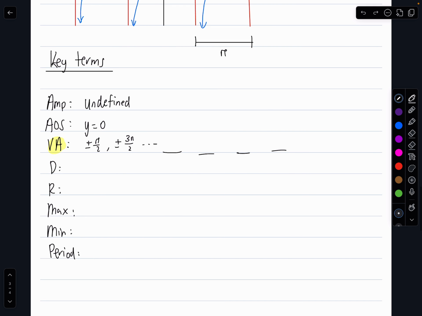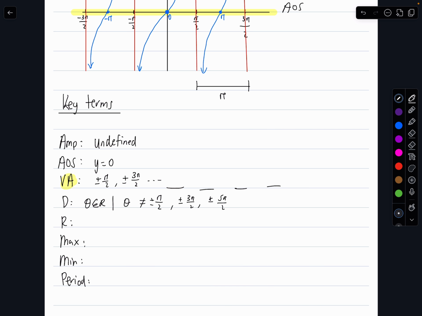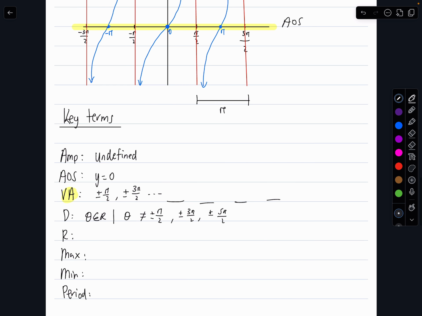This ties in pretty nicely to our domain and range. Our domain is theta is an element of the real numbers, where theta does not equal pi/2 plus or minus, and then plus or minus 3 pi/2, and then plus or minus, let's see, the next one would be 5 pi/2. Remember, the domain exists everywhere except these points, because obviously this ties into the vertical asymptotes.